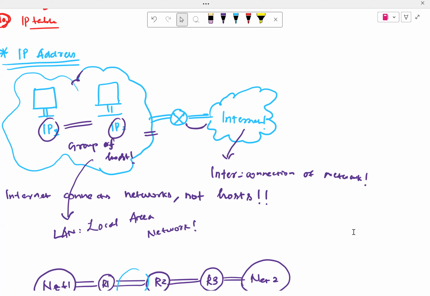Let me see the question. Okay, so I think question number six is covered now. Which is true for BGP routing protocol? It's an inter-domain routing protocol. False. It is not an inter-domain. It is inter-domain. It's a type of link state routing protocol.